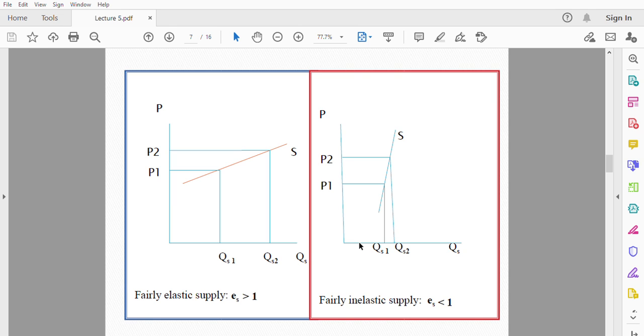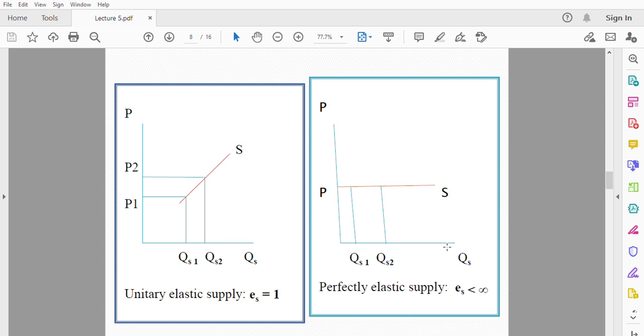So these are the curves. Let's look at this. You see this one is a bit flat, so this is the fairly elastic supply. This one is steep, it is not that flat, so it is fairly inelastic supply. For this one, the elasticity coefficient will be greater than 1. This one, the elasticity coefficient will be less than 1. Now let's look at this also. This one is gently sloped. It is not too flat, it is not too steep, so that is unitary elastic supply. The elasticity coefficient is equal to 1.